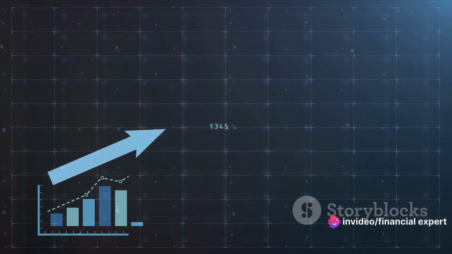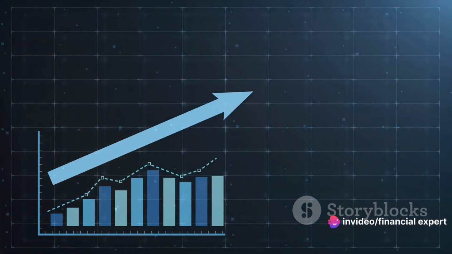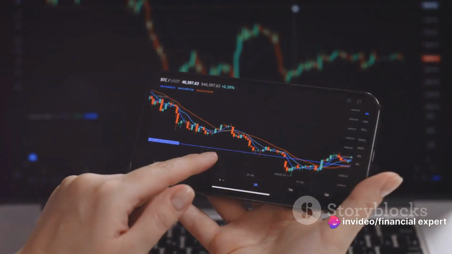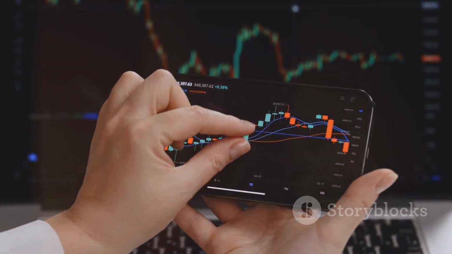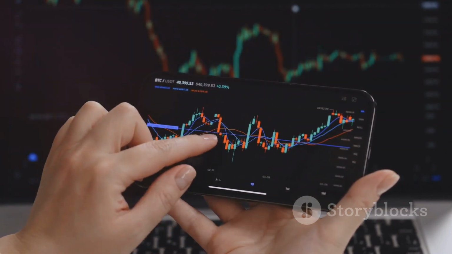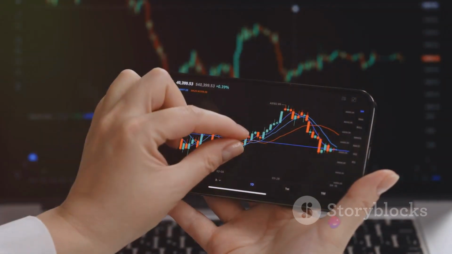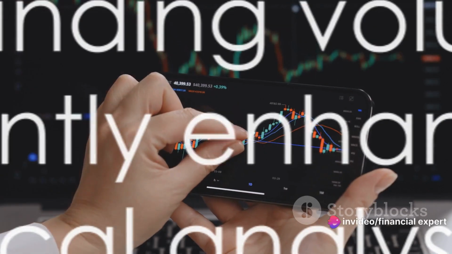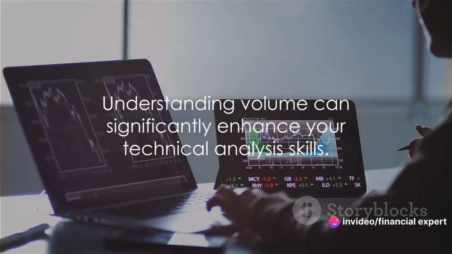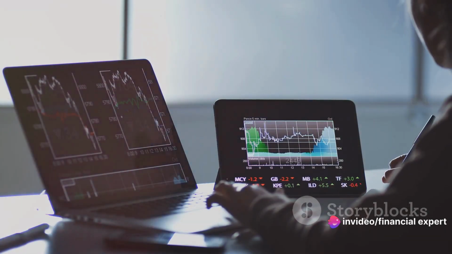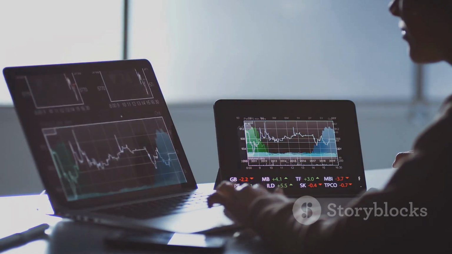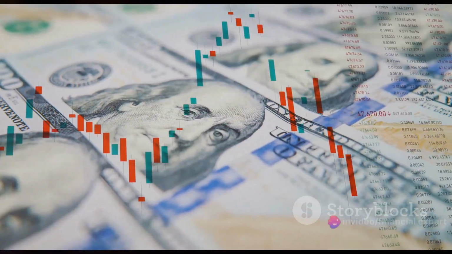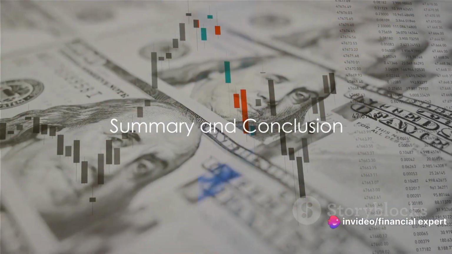In summary, volume plays a critical role in technical analysis. It can confirm the strength of a price trend and can often provide clues about potential price movements. But remember, it's most effective when used in conjunction with other indicators and tools. Understanding volume can significantly enhance your technical analysis skills. Now that you're familiar with the role of volume in technical analysis, you're one step closer to becoming a more informed and strategic trader. So, we've journeyed through the basics of technical analysis.